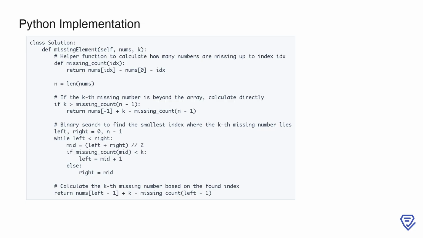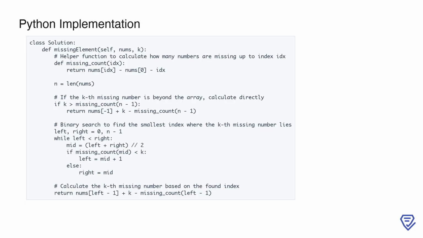Variables left and right are initialized to the start and end of the array, respectively. For binary search execution, the loop continues while left < right. At each step, the middle index mid is calculated. If the number of missing elements at mid is less than k, the search moves to the right, left equals mid plus 1. Otherwise, it narrows the search to the left, right equals mid.